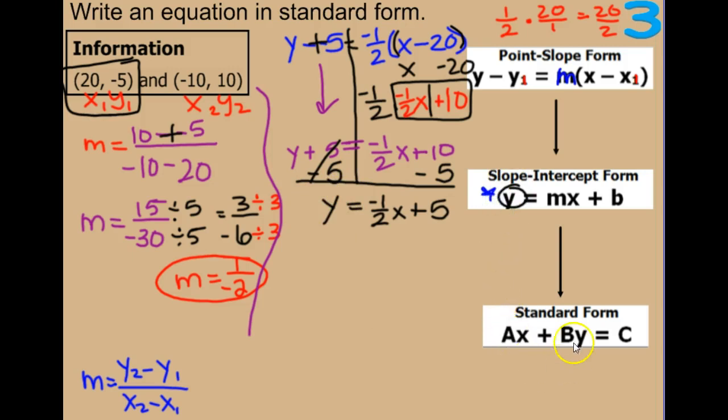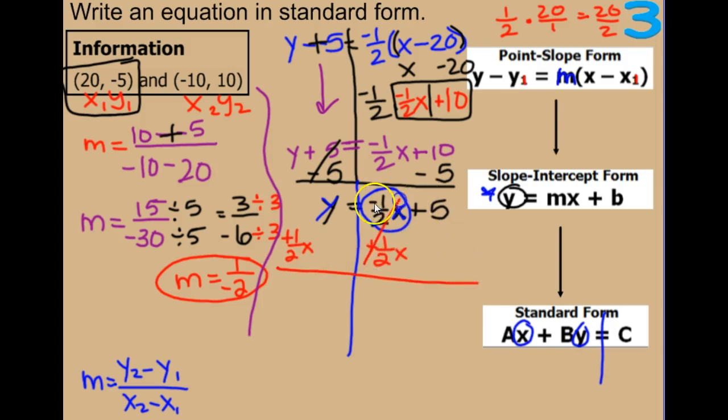We have slope-intercept form. But now we need x and y on the same side of the equal. So here's x, here's y. We need to move this x over to be on the other side. Right now it's a negative, so the opposite would be to do a positive 1/2 x, or add 1/2 x. So these eliminate, and we have 1/2 x plus y, if you want to put a 1 there, it's a 1y, equals 5. So that's our answer in standard form.